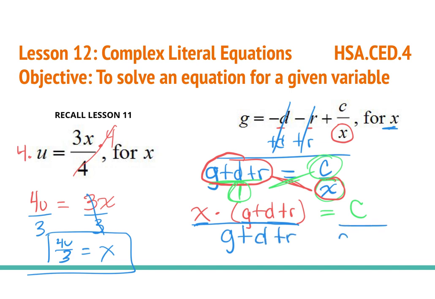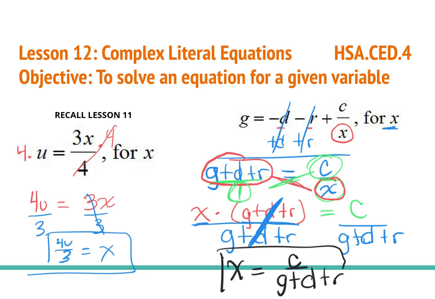And you have to do the same thing on the other side. This cancels out. It turns into the number 1, which is why we did that. So x is equal to c over g plus d plus r.